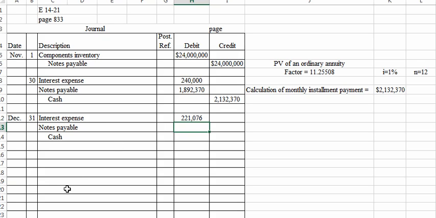So $221,076. Okay, well, the credit to cash, remember it's equal monthly payments, so it stays the same, $2,132,370. So notes payable would be equal to the payment minus the interest expense. That's the part that will decrease the note, and that's $1,911,294.